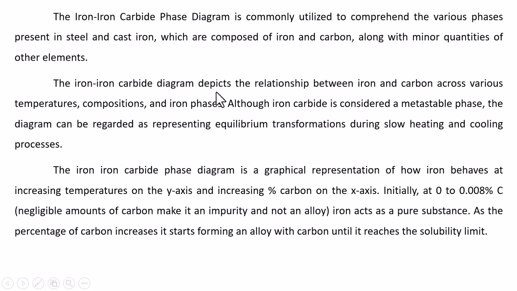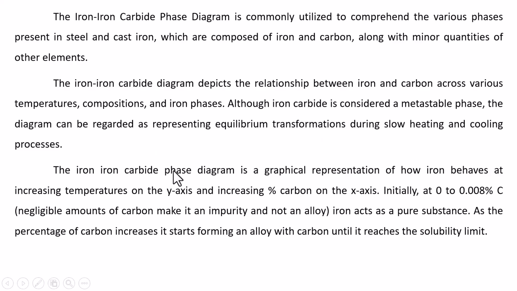The iron carbon diagram depicts the relationship between iron and carbon across various temperatures, compositions, and iron phases. Although iron carbide is considered a metastable phase, the diagram can be regarded as representing the equilibrium transformation during slow heating and cooling processes. That means the iron carbon diagram indicates passing through the equilibrium states only. So each phase is under an equilibrium condition. That is the simple meaning of this.